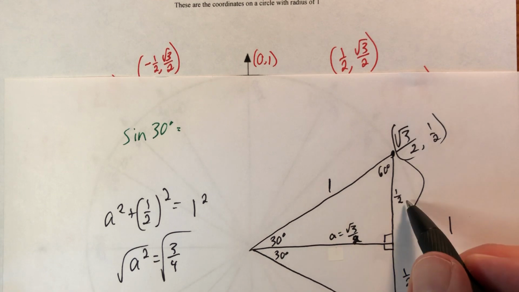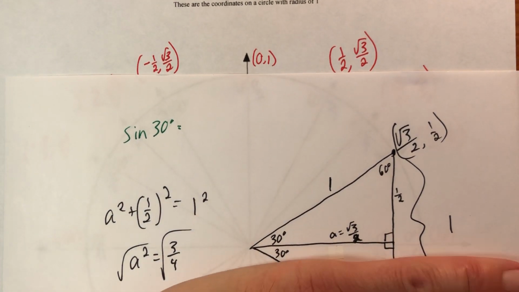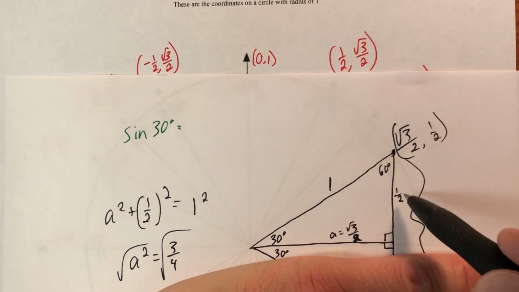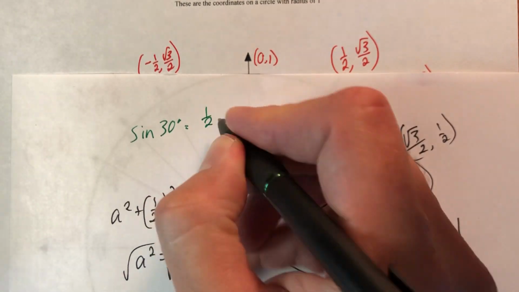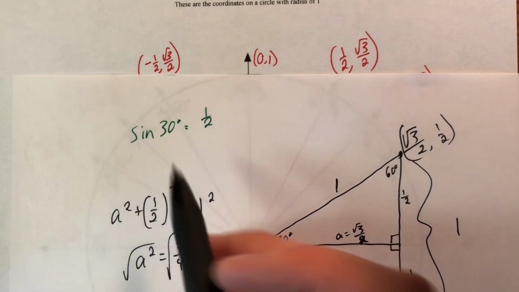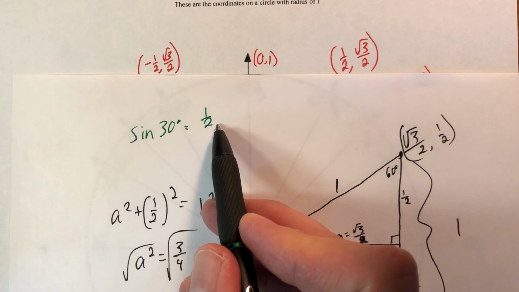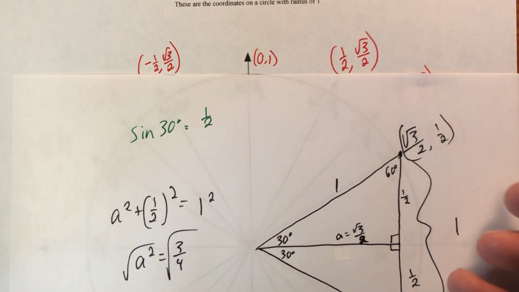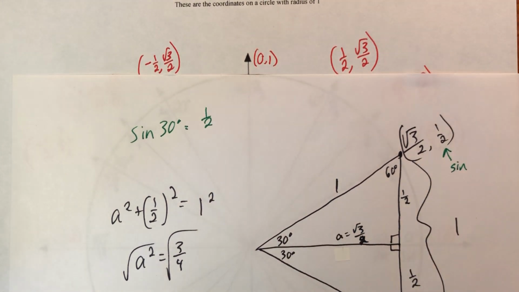Well, it would be opposite over hypotenuse. I'm ignoring this triangle down here. Opposite over hypotenuse, that'd be 1/2 over 1. I'm not going to put it over 1. So the sine of 30 degrees is 1/2. Look, there's your 1/2 right there. This is the sine value.